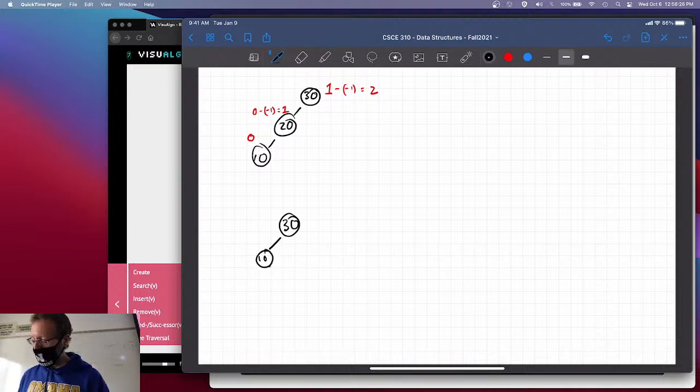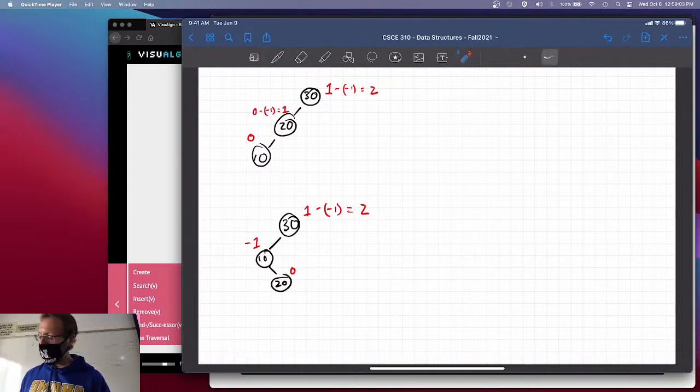10. But then it's unbalanced to the right. So again, what are my balance factors here? This is 0. The balance factor of 10 is -1 minus 0. So what's that going to be? -1. It's not unbalanced. But now what about 30? It's going to be 1 minus -1. Why? Because the right subtree doesn't exist. Right? It has a height of -1. So 1 minus -1 is going to be 2. Right?